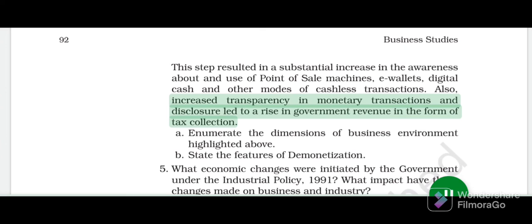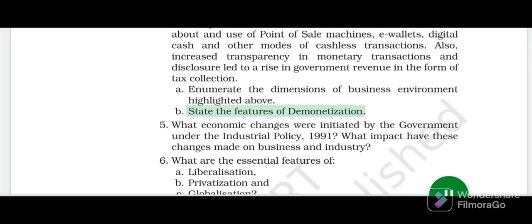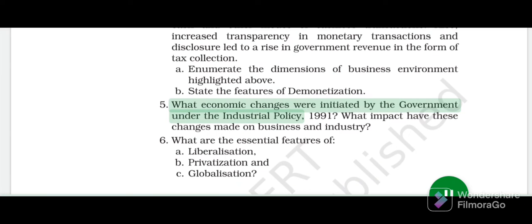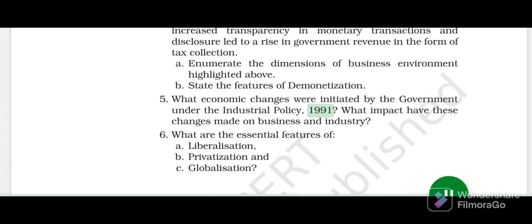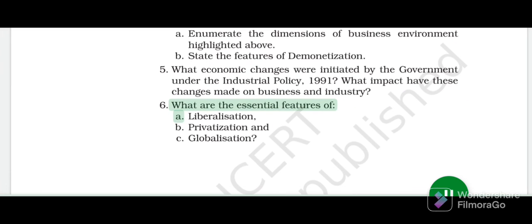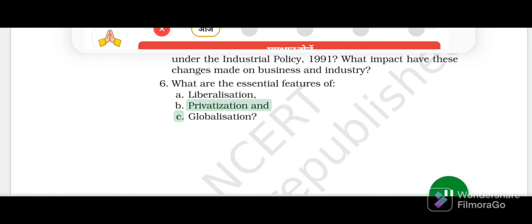Also, increased transparency in monetary transactions and disclosure led to a rise in government revenue in the form of tax collection. A. Enumerate the dimensions of business environment highlighted above. B. State the features of demonetization. 5. What economic changes were initiated by the government under the Industrial Policy, 1991? What impact have these changes made on business and industry? 6. What are the essential features of A. Liberalization, B. Privatization and C. Globalization?